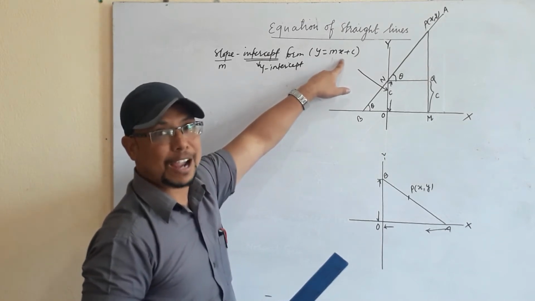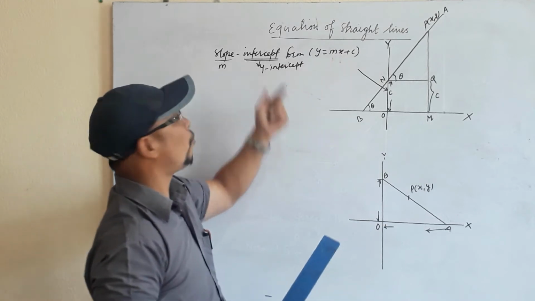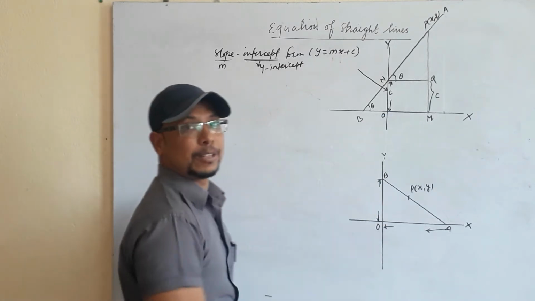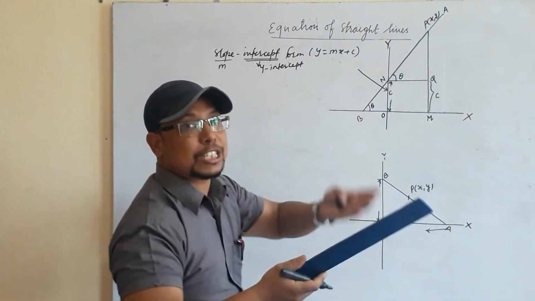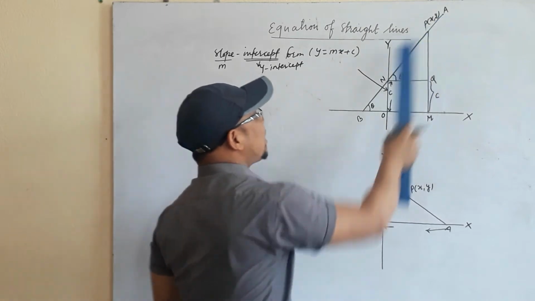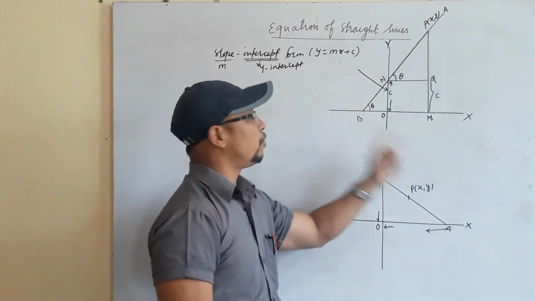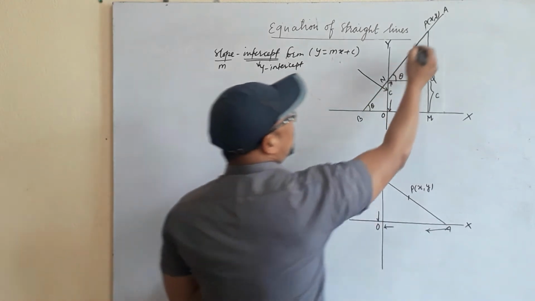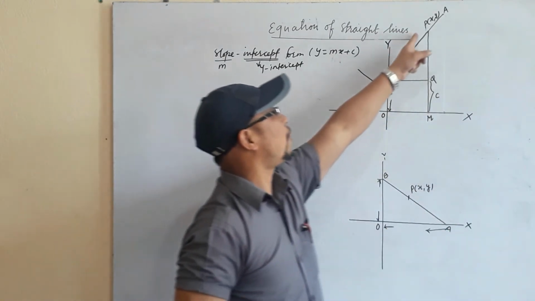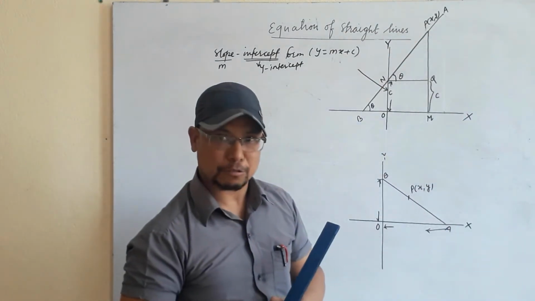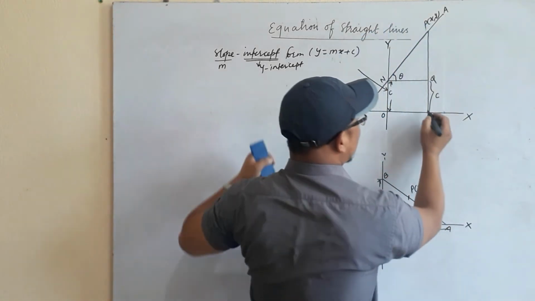Here the formula is y equals mx plus c. This we need to derive. And m is the slope, and c stands for the y-intercept. Okay, now see, this is the figure. In the figure, let us suppose AB is a line whose equation needs to be derived, and it makes an angle theta with the positive x-axis. And let P(x, y) be any point on this line AB. Let us draw PM perpendicular to the x-axis.